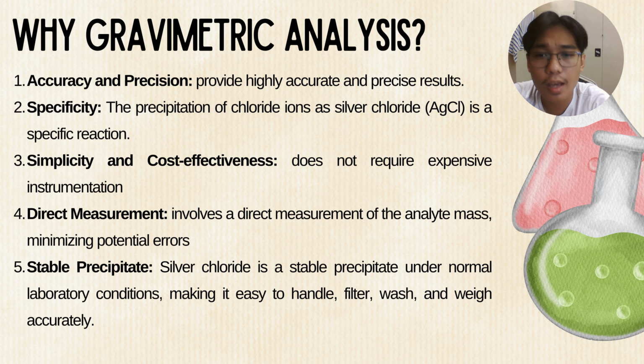Then it has a direct measurement. It involves a direct measurement of the analytical mass, which minimizes the potential for error. Lastly, it has a stable precipitate. Silver chloride is a stable precipitate under normal laboratory conditions, making it easy to handle, filter, wash, and weigh accurately.